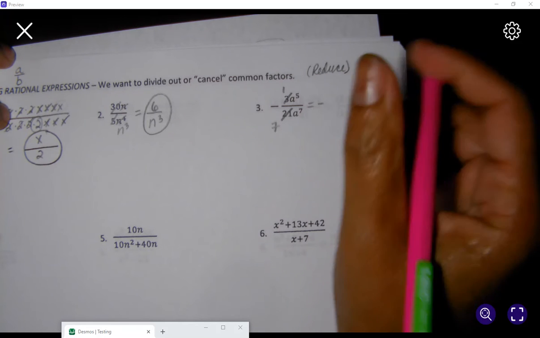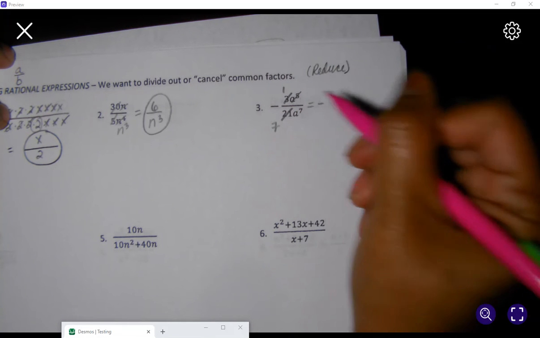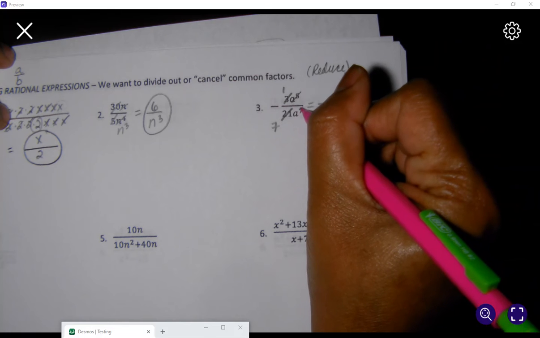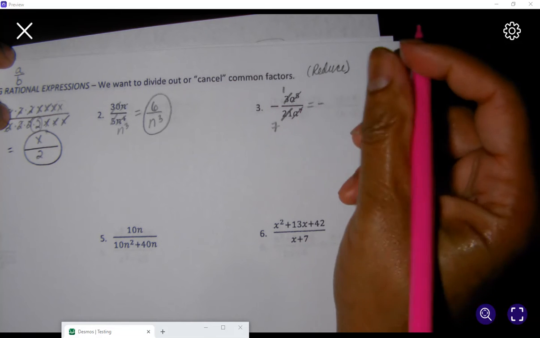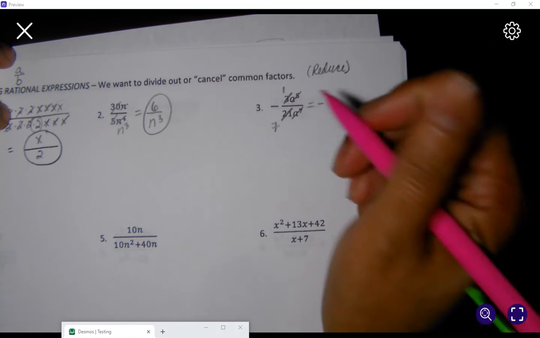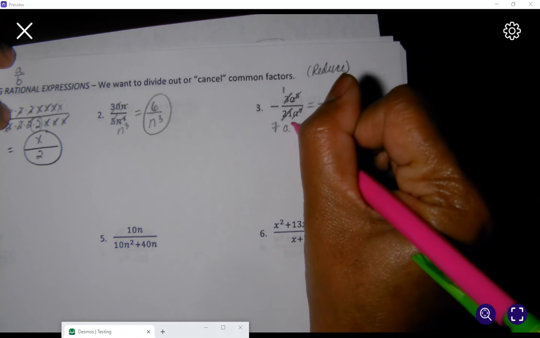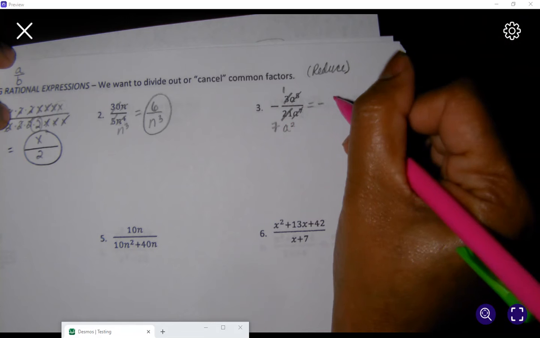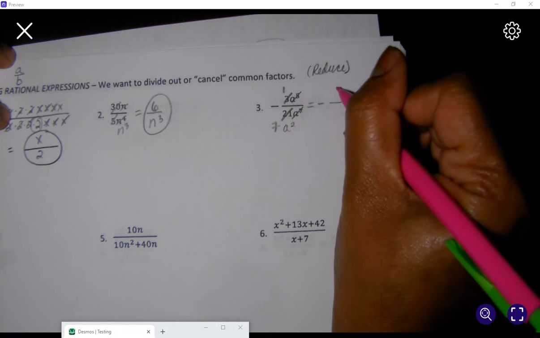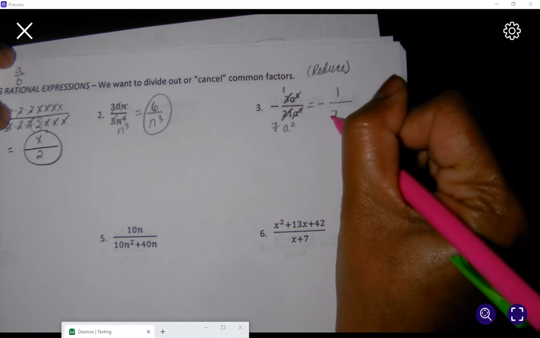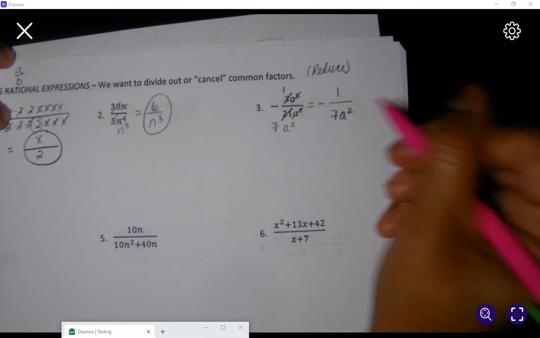Over here, I'll keep the negative. So 3 and 21, 3 goes into 3 once, 3 goes into 21 7 times. And then there's 5 a's in the numerator and 7 a's in the denominator. So I can only take out 5 a's, which means I have 7 minus 5, which is 2. So in the numerator, I just have 1, and in the denominator, I have 7a squared.